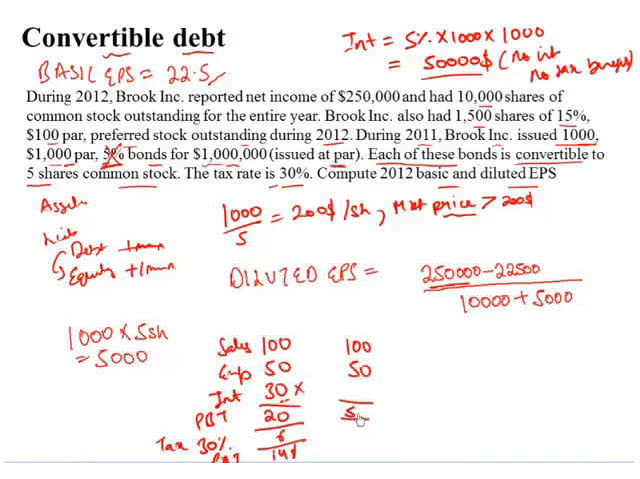PBT will become $50, and what happens is that my tax expense, which was earlier only $6, since this interest was reducing my taxable income, will now become 30% of 50, that is $15. So the PAT actually becomes only 35. So even without the interest expense, the PAT doesn't go up by $30.